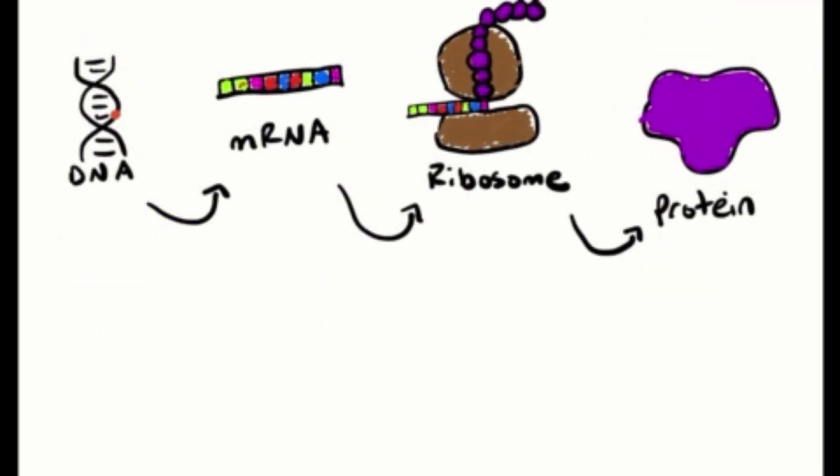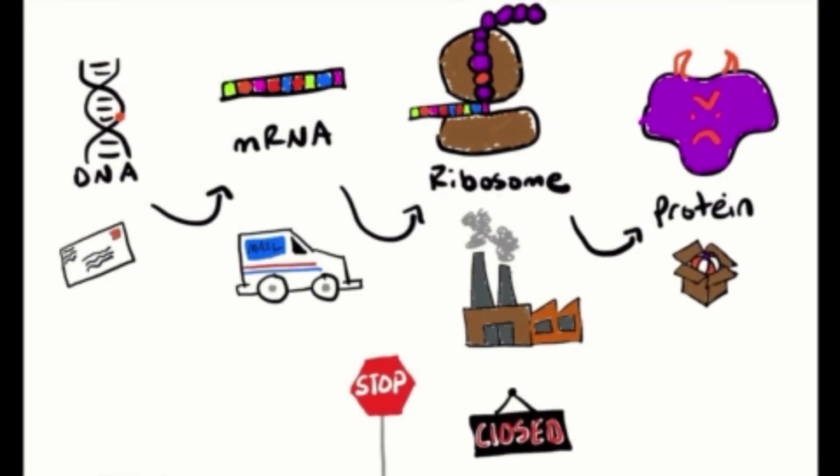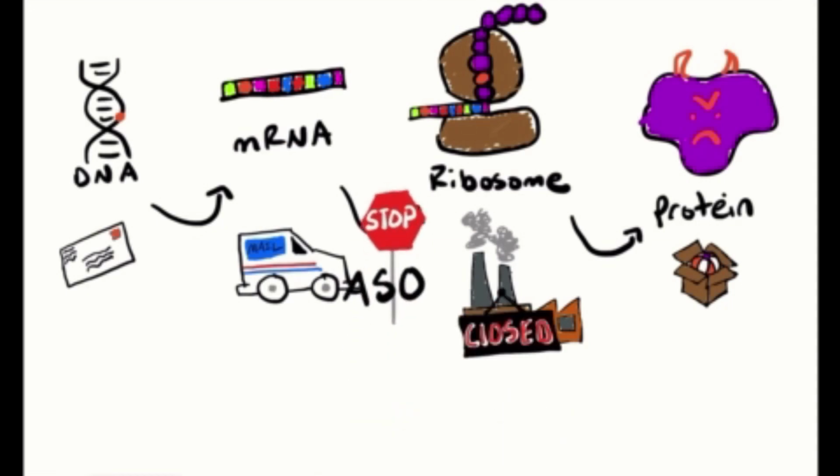However, if the DNA has a mutation, the mRNA will also have the mutation, and it will tell the ribosome to make a different and wrong protein. Sometimes these mutated proteins can be a big problem and cause disease as they accumulate in the cell. If we can stop the faulty message from getting to a ribosome, then the disease-causing protein will never be made.